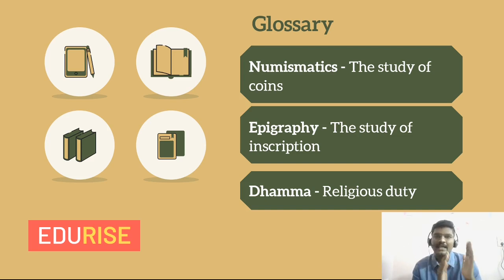The second one is epigraphy. So this is the study of inscriptions. So you have seen on temple walls, on different places where actually inscriptions were made, right? So this is a study about that. And the third one is Dhamma. So we have actually seen in the history of Ashoka the ruler, he was actually propagating Dharma. So it's a religious duty, right? It's something that you do for your religion, for the good and welfare of people.